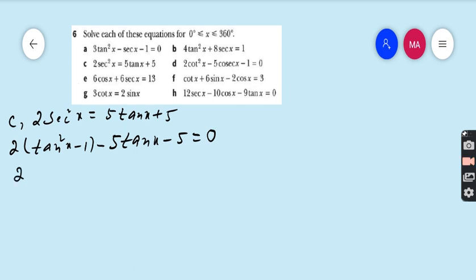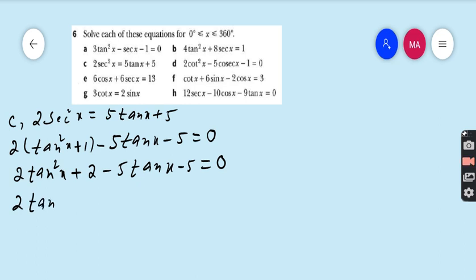Sorry, sec square x is 1 plus tan square x. Okay, so 2 into tan square x is 2 tan square x, 2 ones are 2, minus 5 tan x minus 5 is equals to 0. So 2 tan square x minus 5 tan x minus 5 plus 2 is minus 3 is equals to 0. So this is the quadratic equation of tangent function.